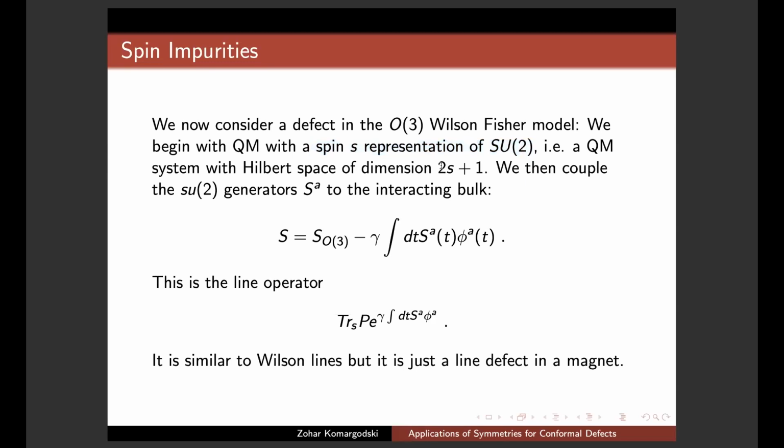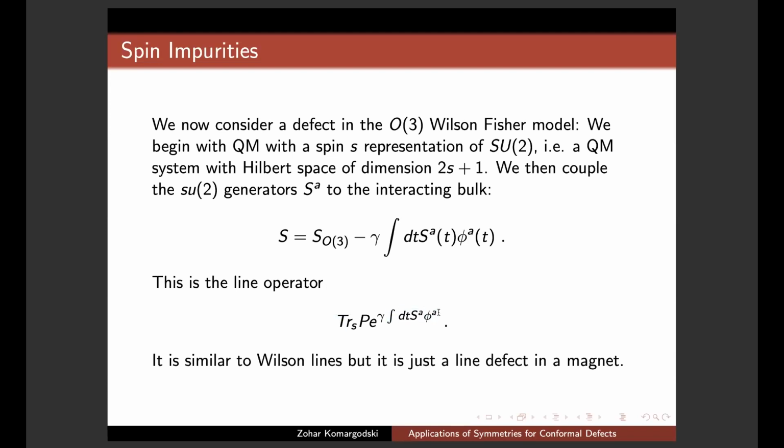So we couple a Hilbert space of dimension 2S+1 to the bulk. And the coupling is through this term. S^A are the operators that act on this internal spin in the representation of spin S. And they couple to the order parameter of the Wilson-Fisher model. And you sum over A to preserve O(3) invariance. Gamma is the strength of the coupling.